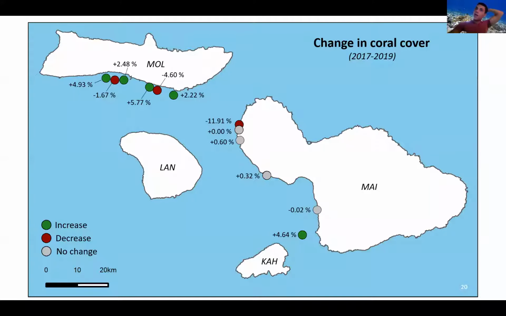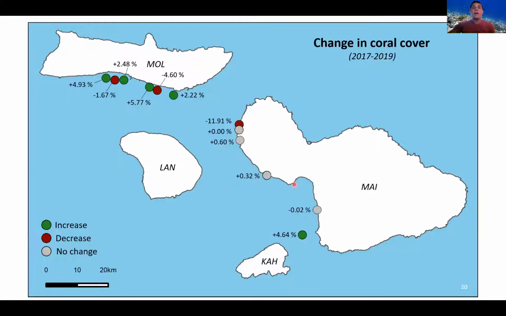And for this part of the study, I'm going to focus on reefs from the islands of Molokai and Maui, which our lab surveyed in both 2017 and 2019. And this map shows how coral cover changed at these sites over the course of those 2 years. And while most sites had fairly stable coral cover, this one site here on Maui had a pretty large drop of nearly 12% in its coral cover, which is pretty large considering it represents a loss of about 1/3 of that site's coral cover over a 2-year period.